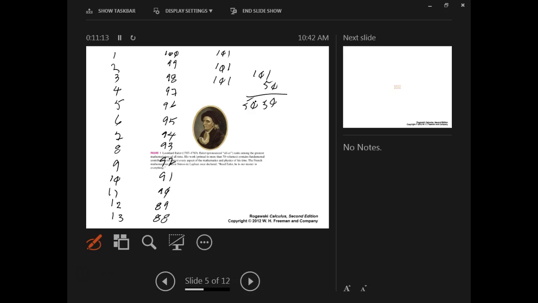Things that Euler is responsible for. What's the natural base of our number system? We use the base 10 number system. That's because we have 10 fingers. But things don't really work out well in that. What's the natural base of our number system, especially in the calculus sense?